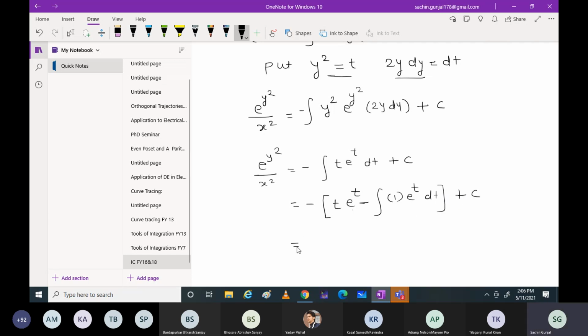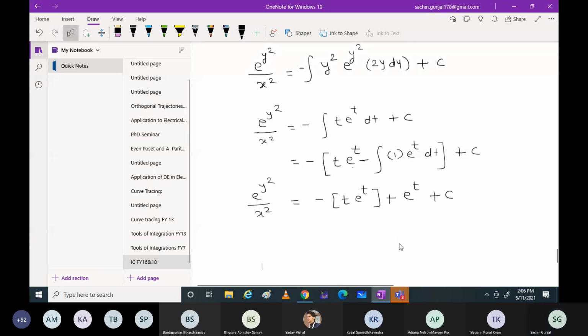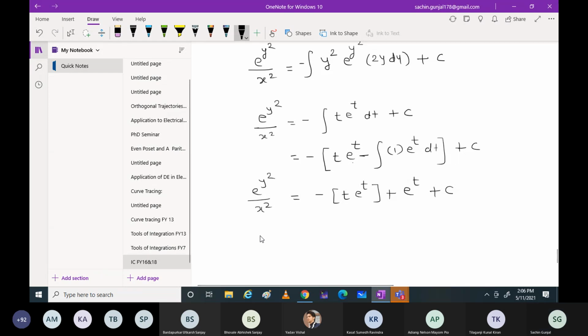Okay, which is minus t e raised to t and plus e raised to t plus c. Okay, so e raised to y square upon x square is this. So just substitute t is equal to y square and that will be your final solution. e raised to y square upon x square is equal to minus y square into e raised to y square plus e raised to y square plus c. Fine?